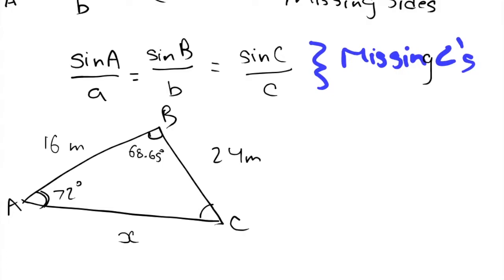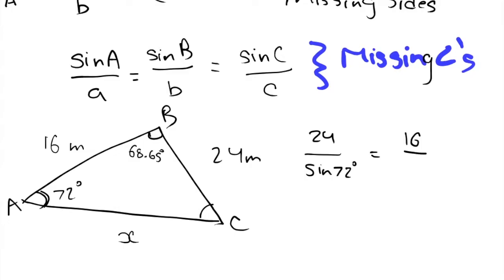So let's make an equation right over here. 24 over sine 72 is equal to 16 over whatever C is. Sorry, not 16 degrees, 16. I am off my game today.